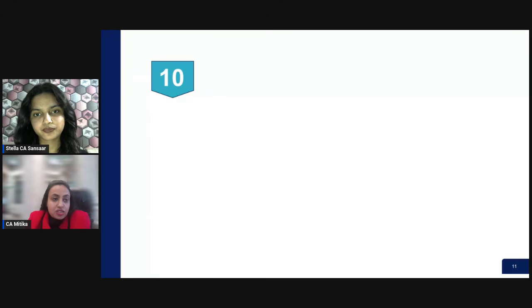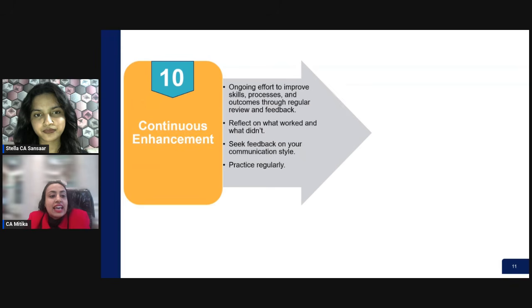Now, the last rule from the SMART rule book, which says continuous enhancement. What is that? This means we should always make an effort to improve our skills, processes, and outcomes through regular feedback and reviews. Always remember to be a lifelong learner, LLL. No matter what designation we have, no matter where we are on the hierarchy, always be improving within yourself. So reflect on what worked and what did not.